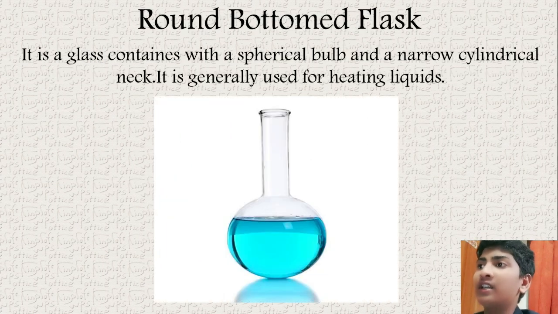Next, these are the flasks. The first one is the round bottom flask. It's a glass container with a spherical bulb and a narrow cylinder neck. It's generally used for heating liquids. This is the round bottom flask. It's mainly used for heating liquids and solids. These are used in the heating of solids, like sublimations. In this part they will keep a cotton plug so the gas does not escape from this flask.